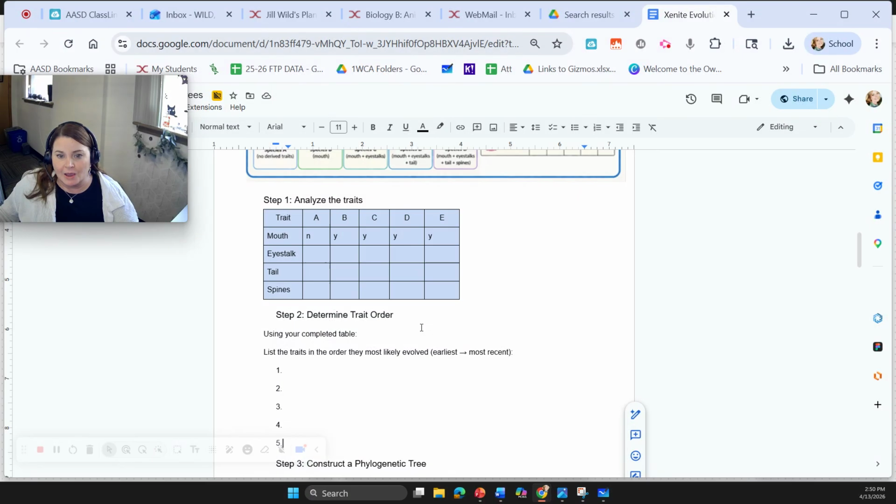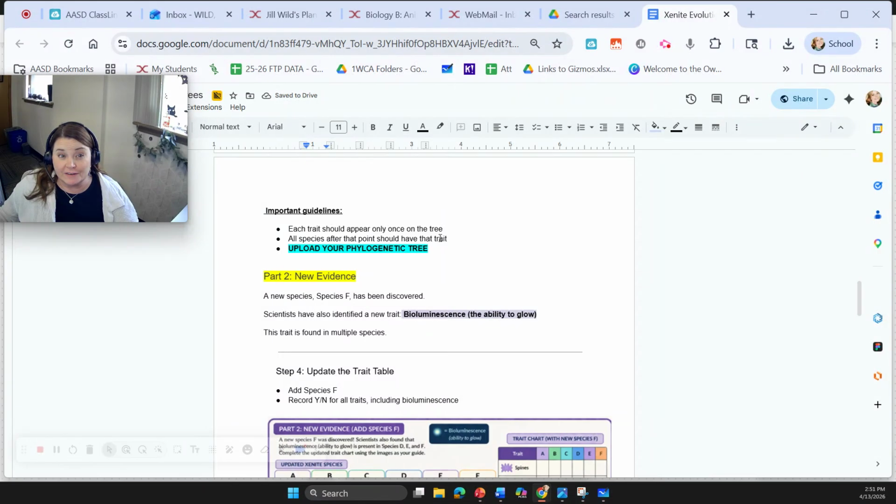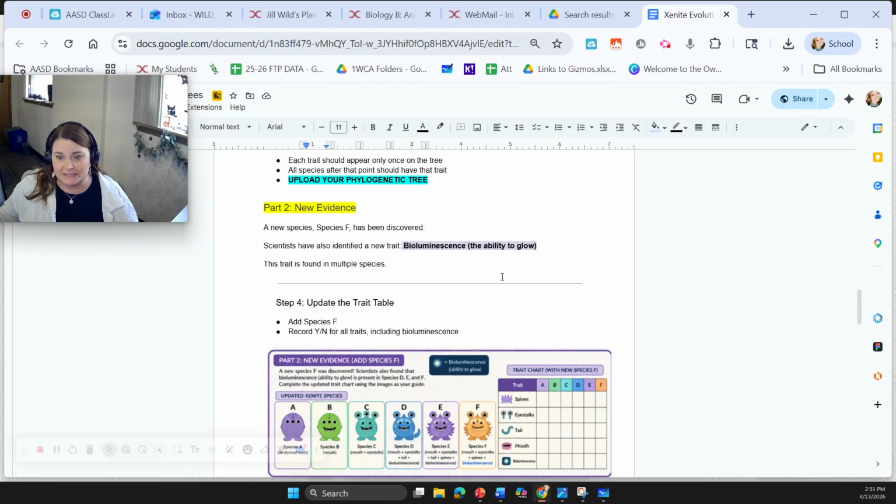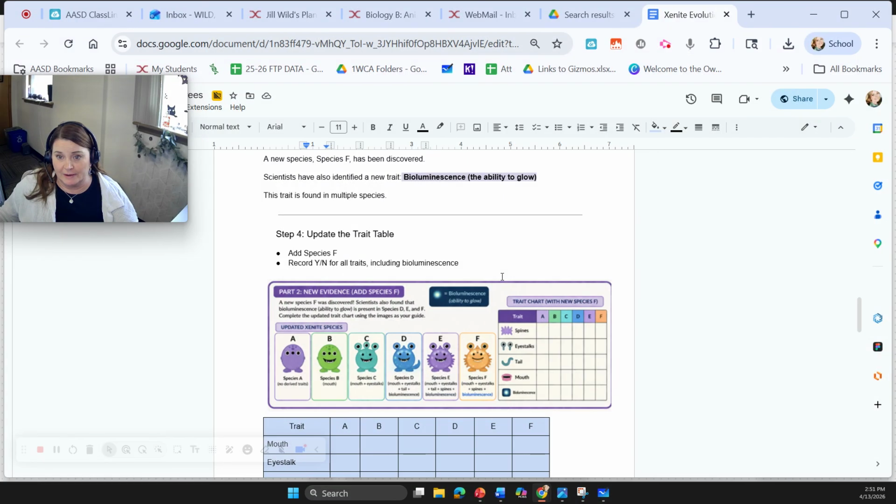Once you have that done, then all of a sudden, just like in science, new evidence has been unearthed, right? So a new species has been found, species F. Species F has a different trait that previously was unknown. This trait is called bioluminescence, the ability to glow. So they went back and they studied the previous specimens, and they found out actually species D and E also share this characteristic of bioluminescence.